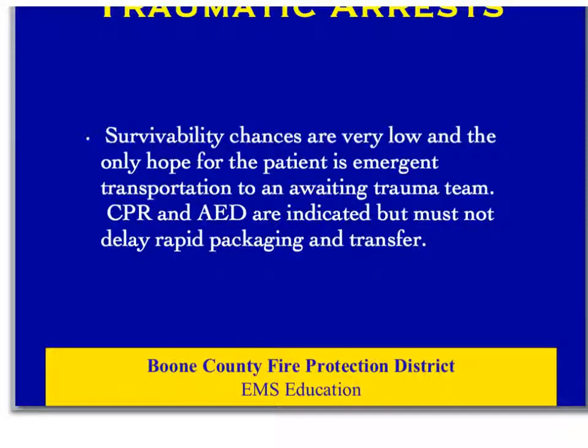Okay, last thing is traumatic arrest. Again, we can't always tell whether it was trauma that caused the car crash or the person had a heart attack and then they crashed. So we can't totally say that something is a traumatic arrest or a medical arrest in many cases.